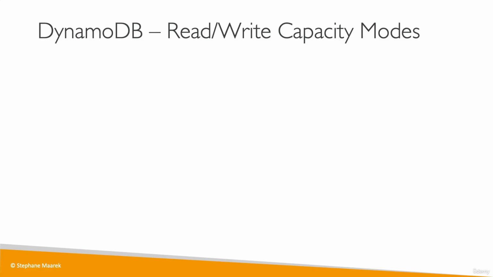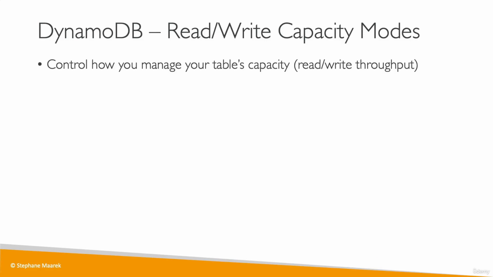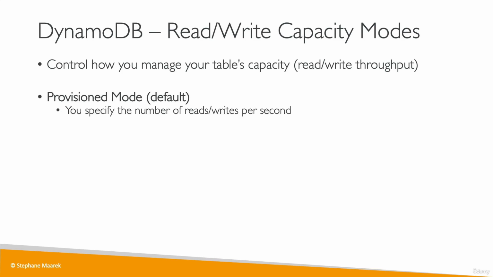Okay, so now let's talk about read and write capacity modes for DynamoDB. So this is how you control your table's capacity. You have to specify in advance the read and write throughput. So you have two modes actually. The first one is called provisioned mode, which is the default mode, in which we specify the reads and writes per second, also called read capacity unit and write capacity unit.